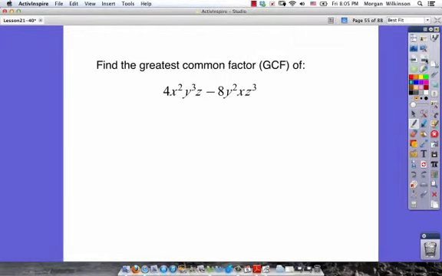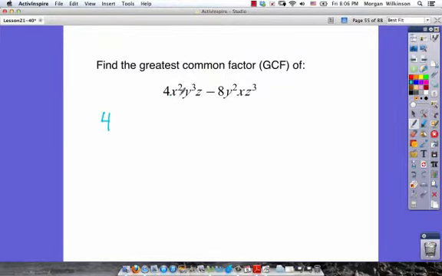Alright, our next problem. We've got to find the GCF of 4x squared y cubed z minus 8y squared xz to the third. So let's look at our numbers first, our 4 and our 8, our coefficients. What's the greatest common factor of 4 and 8? It must be 4. They both have a 4 in common. So we're going to get 4.